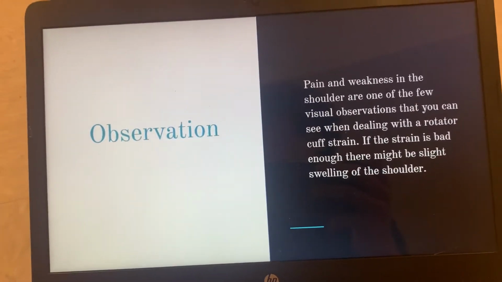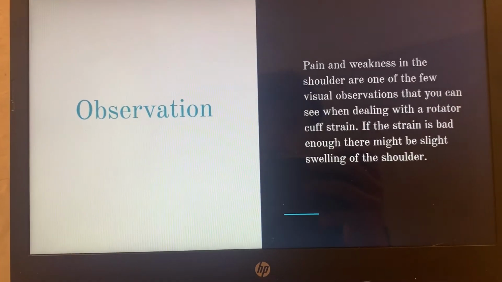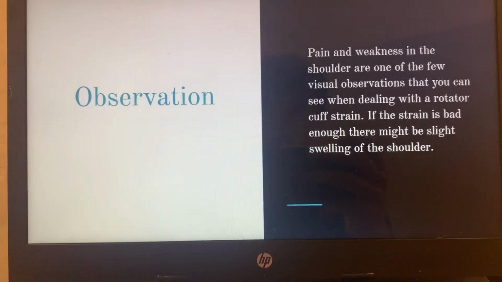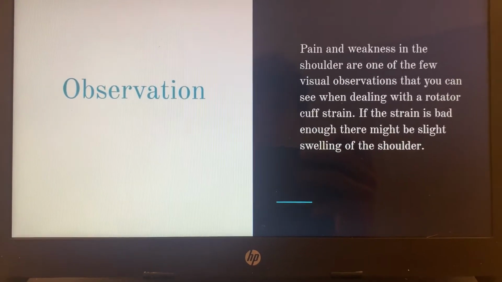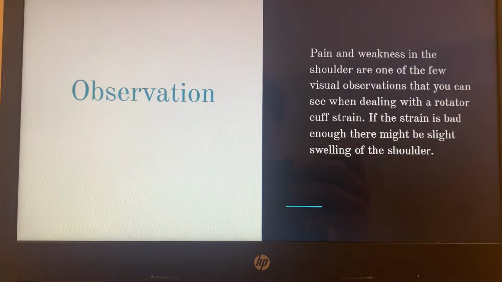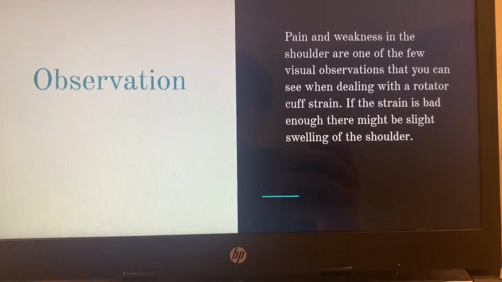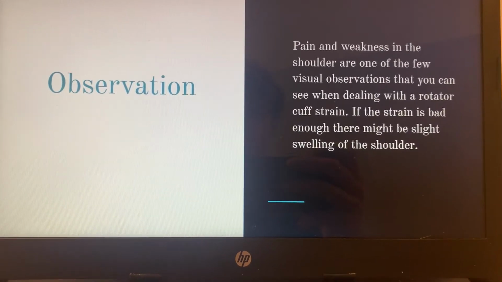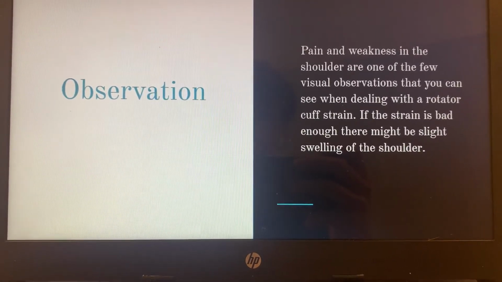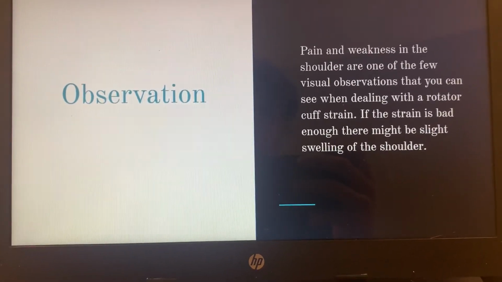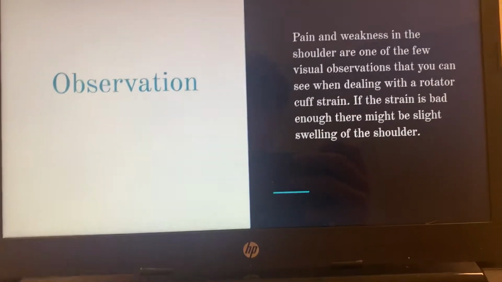For the observation portion, you need to tell what you observe on the part of the body that is injured. So this one would be your shoulder. Pain and weakness in the shoulder are one of the few visual observations that you can see when dealing with a rotator cuff strain. If the strain is bad enough, there might be slight swelling in the shoulder, but none very present or very visual, I guess.